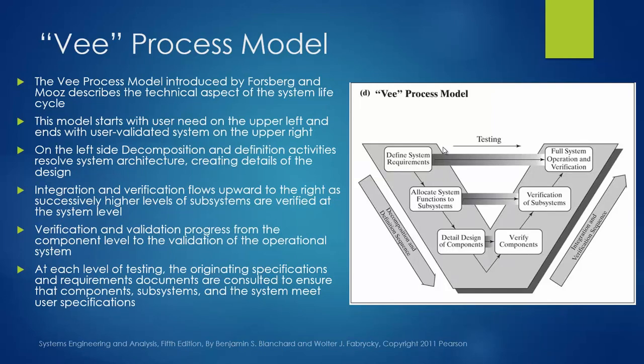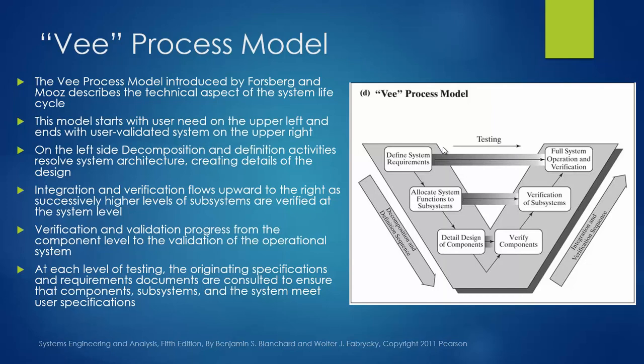The V process model is an approach that starts with user need on the upper left, as you can see here in the slide or in the figure, and ends with user validated system on the upper right side of the figure.